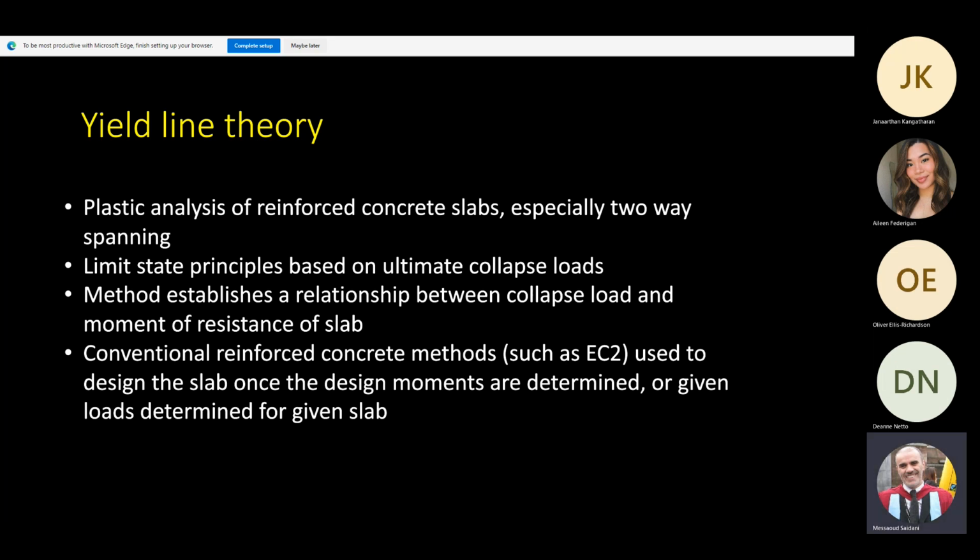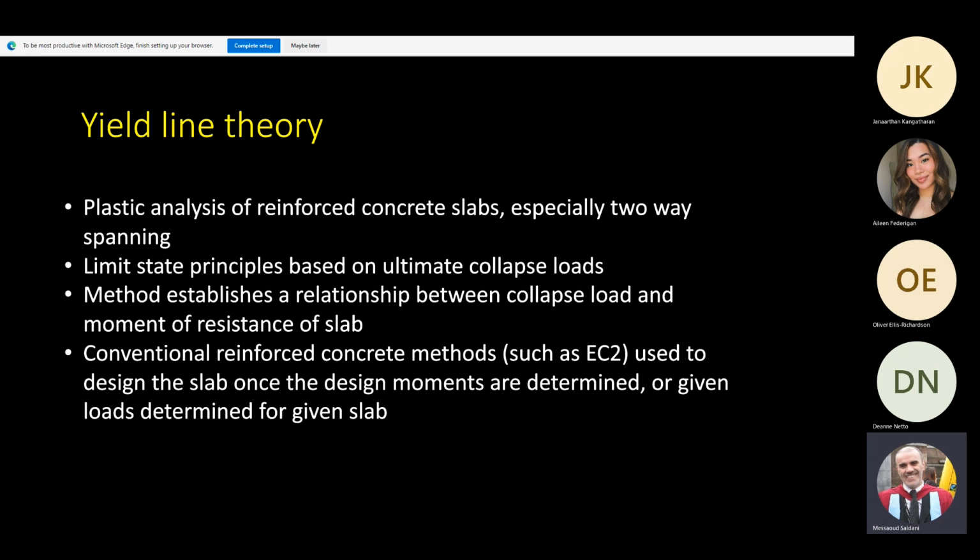Now, so we use the yield line analysis. Sorry, I said plastic analysis; I should call it yield line analysis. Just call it yield line. Sorry, it's a mistake. So we use the yield line analysis for concrete slabs, especially. It's a very, very powerful method for two-way spanning slabs. We'll do an example of a one-way spanning slab, but it's certainly more useful when you have two-way spanning slabs.